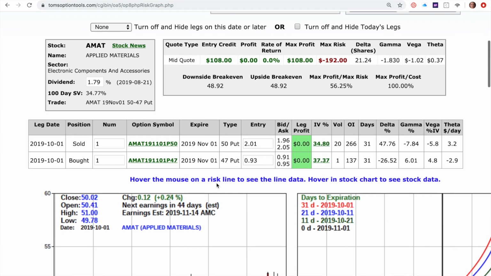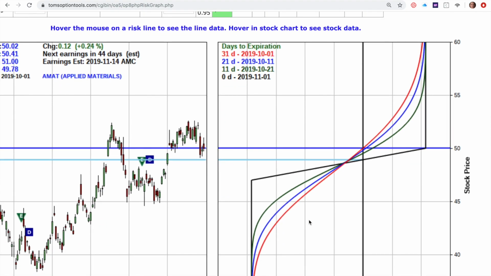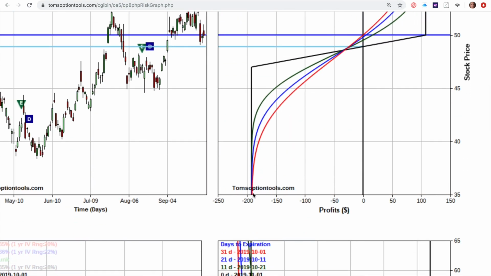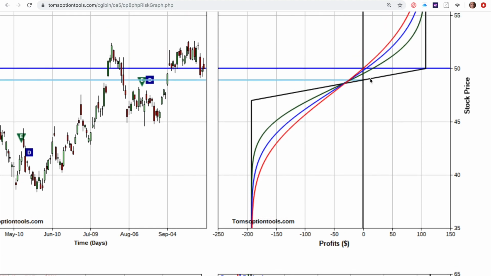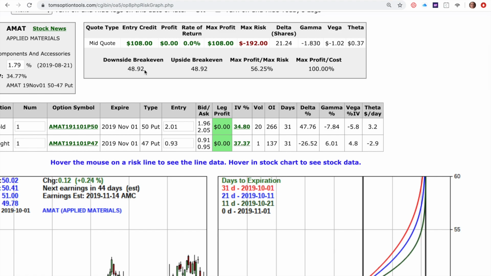Now, in the event the stock drops, though, you don't want to be down in this max risk range here. So you could lose up to just under $200 on this thing. You don't want to play with that. So one rule I like to use is if the stock closes below the break even here, which is clearly specified as 48.92, the stock closes less than that, then close down the spread.